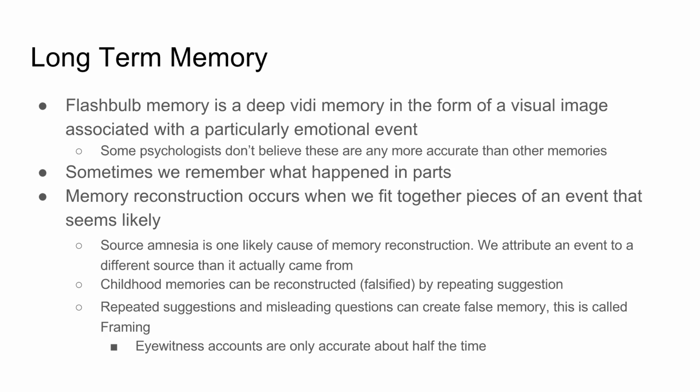Another thing is that childhood memories, and not just childhood memories, but all memories, can be reconstructed falsely by repeating suggestions and by misleading questions. Through this, we can create false memories, which we call framing. We can force people to remember things incorrectly by just suggesting things to them and repeating it to them time and time again. Eventually they internalize it and say, oh, that is what happened, when it really is not what happened at all. Because of this, we find that human memory is notoriously bad, and that eyewitness accounts, which we use often in our criminal justice system, are only accurate about half the time.